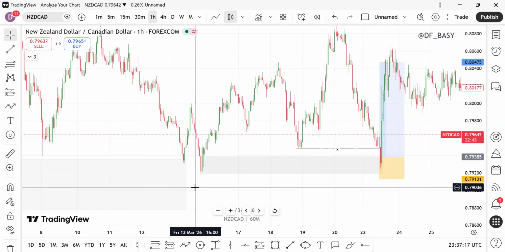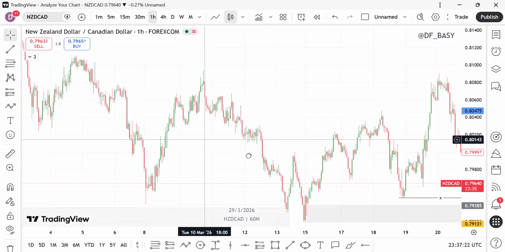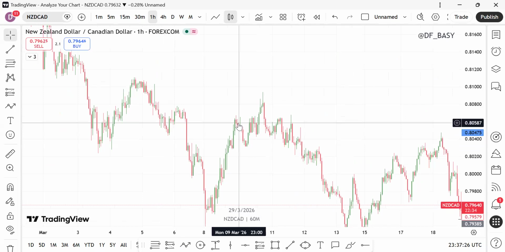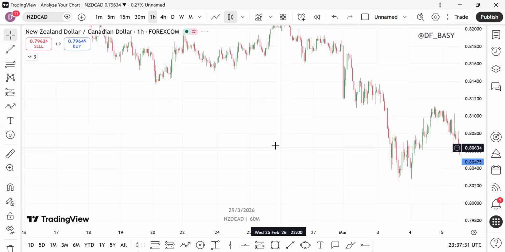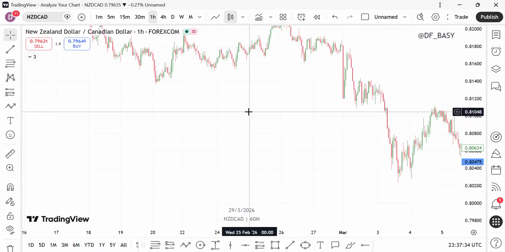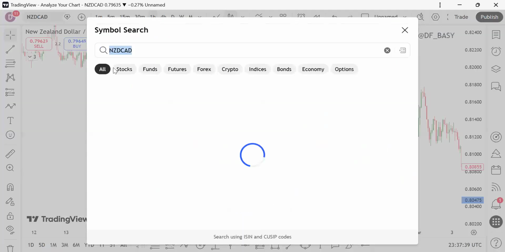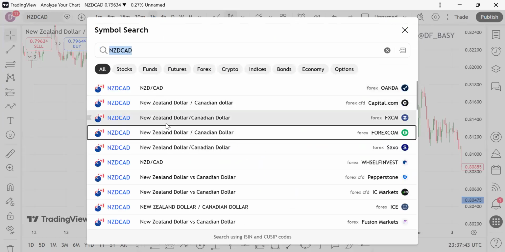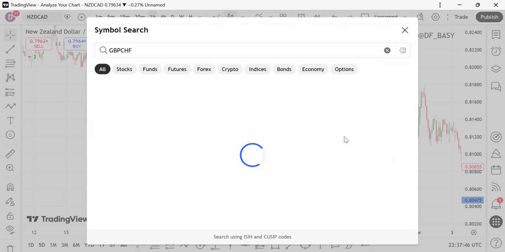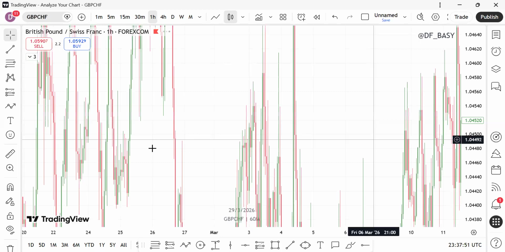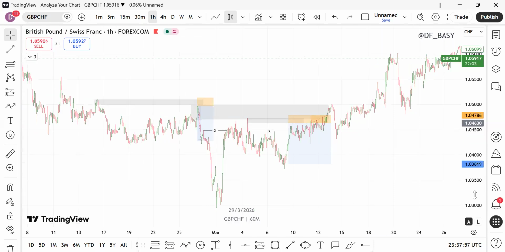Let's say, which currency pair did I take a trade on? I don't remember the trade I took. Which trade did I take? It's GBPCHF. All right, so we have GBPCHF.